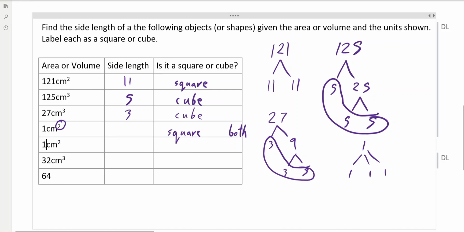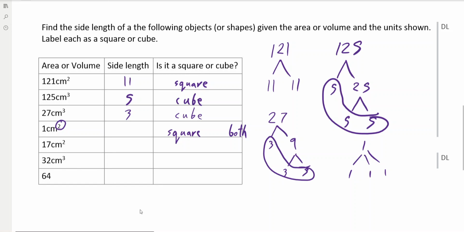I think that's just a mistake. Oh no, actually, you know what? I think we can do that. Okay, so 17, and it says that it's squared, so that means it has to be a square number, right? So if that's the area is 17, if we square root that, actually let's show it all by hand.